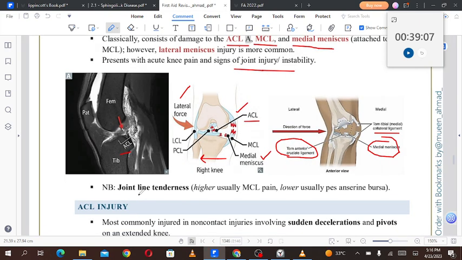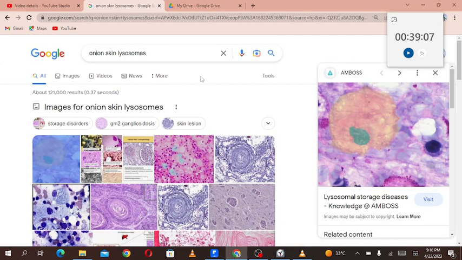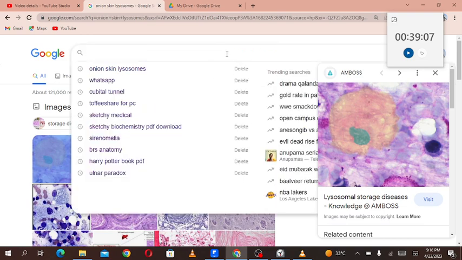Now the NBME point is joint line tenderness. Usually medial collateral ligament pain, lower usually pes anserine bursa. So if there is joint line tenderness, if it is higher, it means that there is some medial collateral ligament pain, and if it is lower, there is pes anserine bursitis. I don't know anything about this one. So remember that, let me see what pes anserine is. Pes anserine bursa.